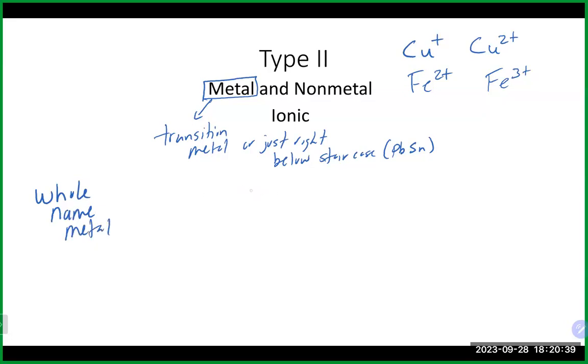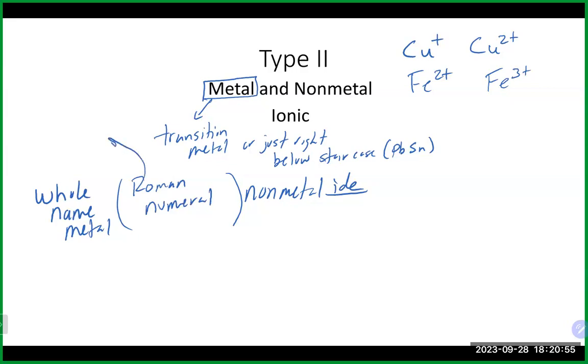We will still do the non-metal that ends in -ide to replace the last part. The difference is in the middle, where we're going to use a Roman numeral. And the Roman numeral is the positive charge on one of the metal cations.